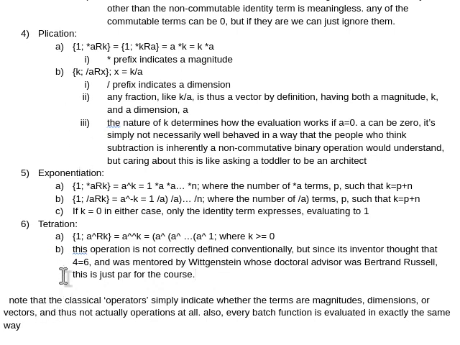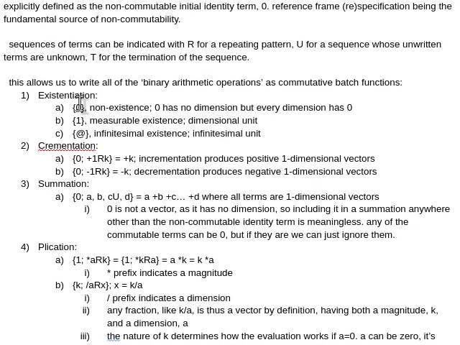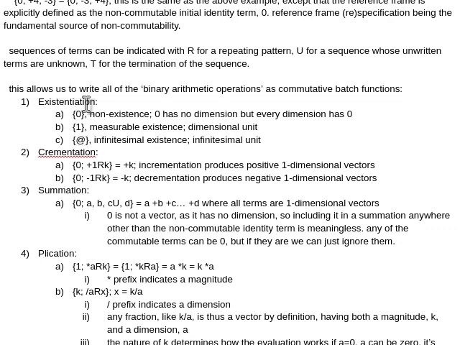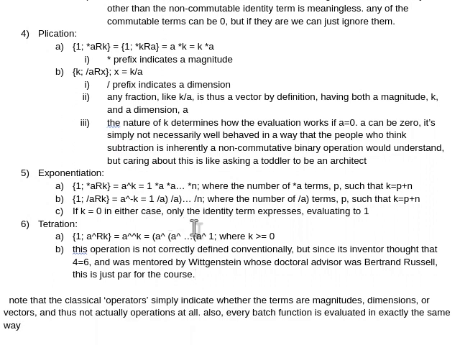So note that with this notation, the classical operators simply indicate whether the terms are magnitudes, dimensions, or vectors. That's all they're doing, right? And thus, they're not actually operations at all. Also, every batch function is evaluated in exactly the same way, right? We have a single notation for everything here. From existentiation, from defining non-existence, existence, different kinds of existence, all the way up through numbers, integers, real numbers, multiplication, exponentiation, tetration. This would carry on to pentation, whatever, and we can finish defining them correctly so that it's properly commutative in here, and the only non-commutable object is the part that is defining your reference frame.